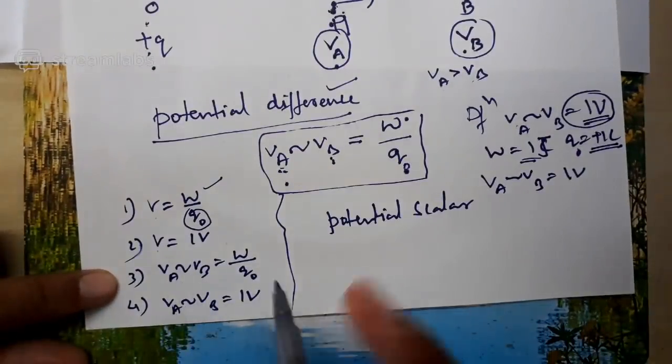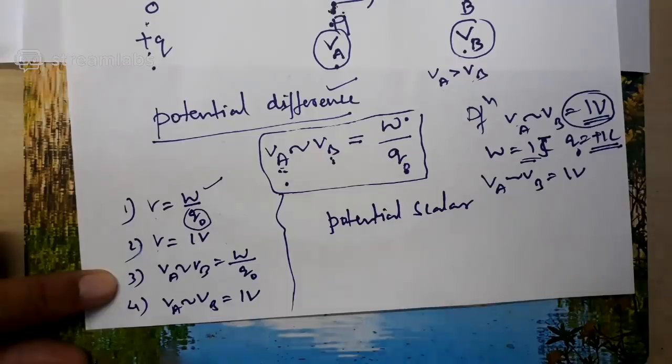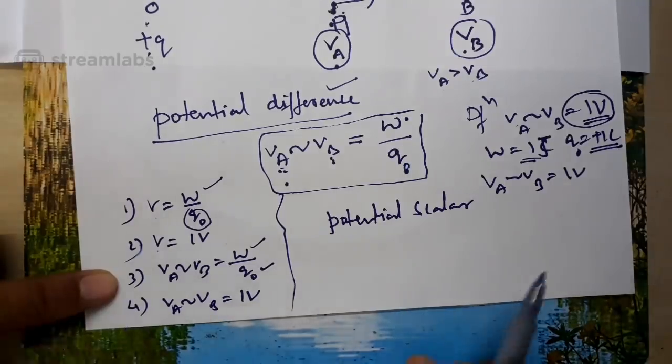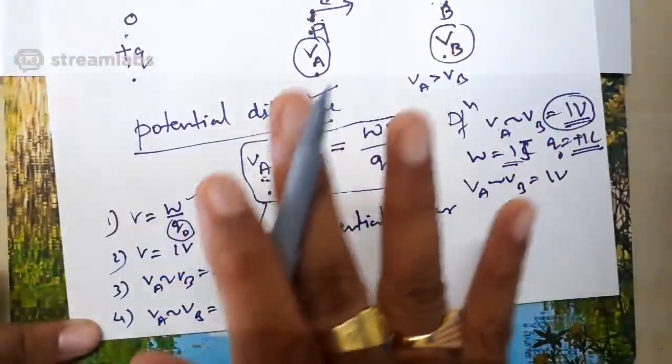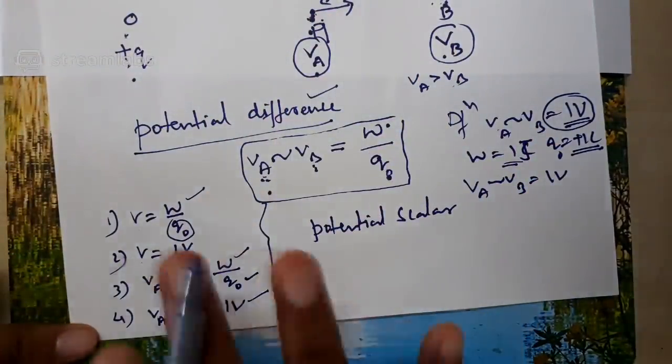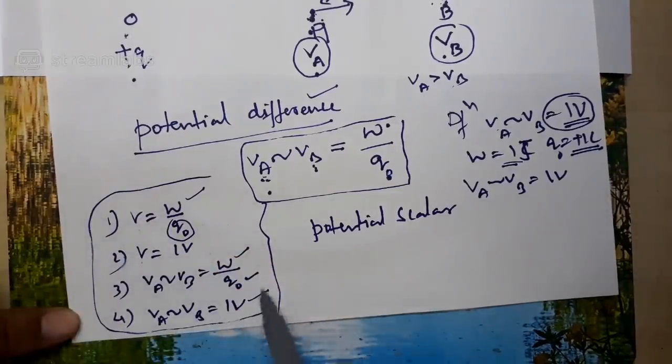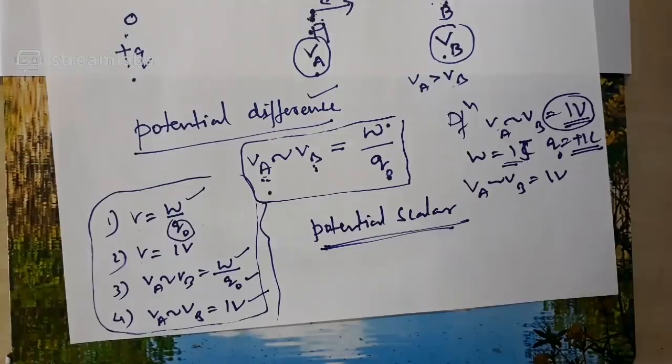Next one. Potential difference between the 2 points is defined as the amount of work done in moving a unit positive charge from one point to another point against the electric field. Next one. Potential difference between the 2 points is said to be 1 volt if 1 joule of work is done in moving a unit positive charge from one point to another point against the electric field. I think these concepts are clear to you. So with this basic ideas, highlighting point is these 4 terms, and also remember potential is a scalar.